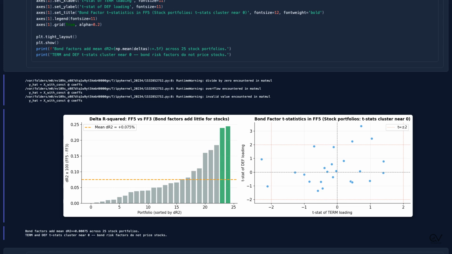well inside the plus or minus 2 lines for almost every portfolio. 2 out of 25 clear the bar on term, 3 on def, about what you'd expect from chance alone. So bond factors move bond returns, but once the market factor is in the regression, they do no work in stocks. That is the sense in which this is a 3-factor model for equities and a 2-factor model for bonds, not a single 5-factor model for everything.